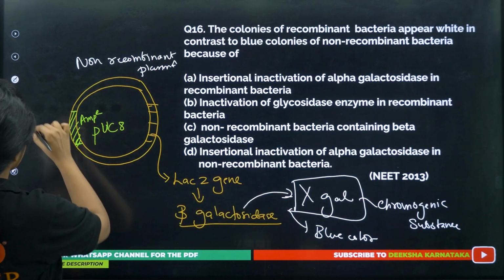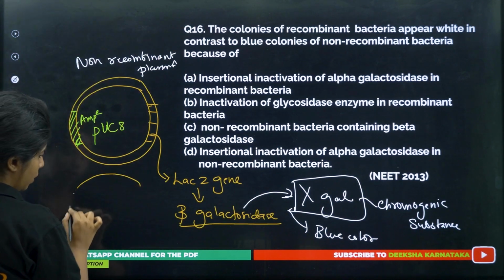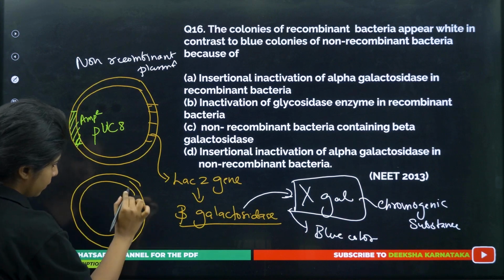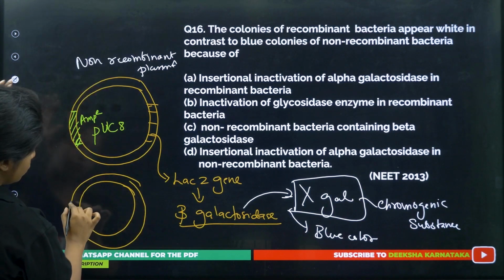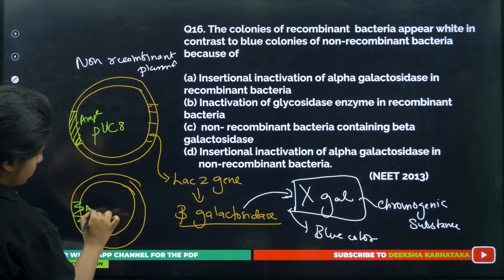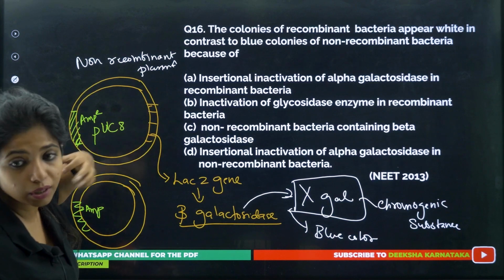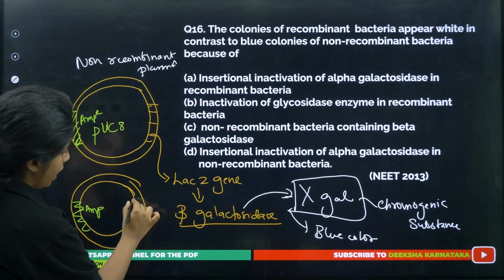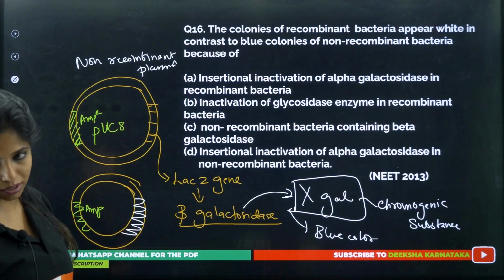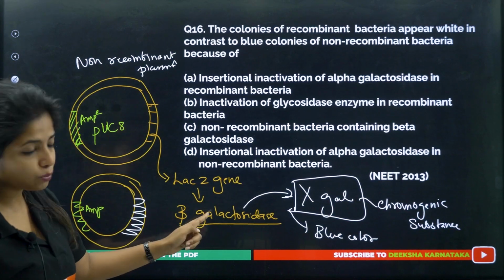Now I have another plasmid which is a recombinant one. Over here I have the ampicillin resistant gene for sure, so everything is cool there. But instead of the LAG-Z gene, I am putting my gene of interest there. So will it produce beta-galactosidase?